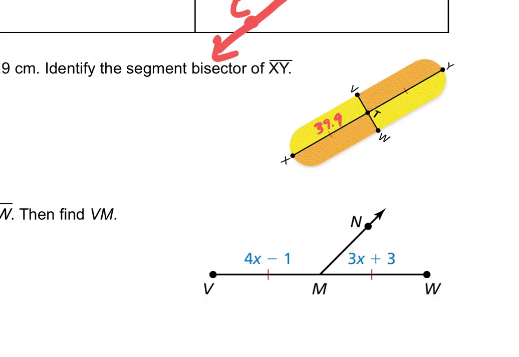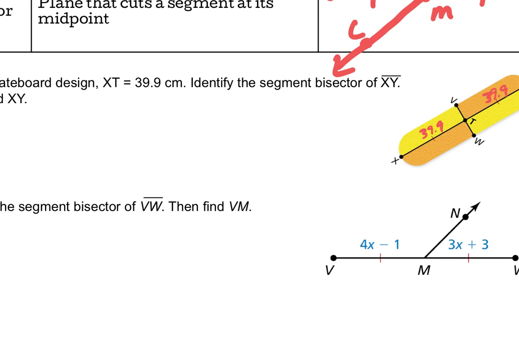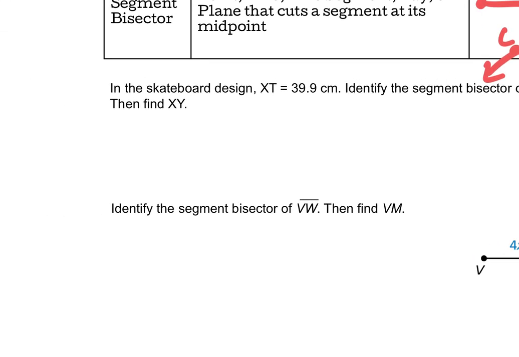What length would also be 39.9? Okay, which would be what? What do we call it? TY. Yep. So this would also be 39.9. Okay, and so if it said find the length of TY, or find TY, that would be it, but it's asking me to find XY.